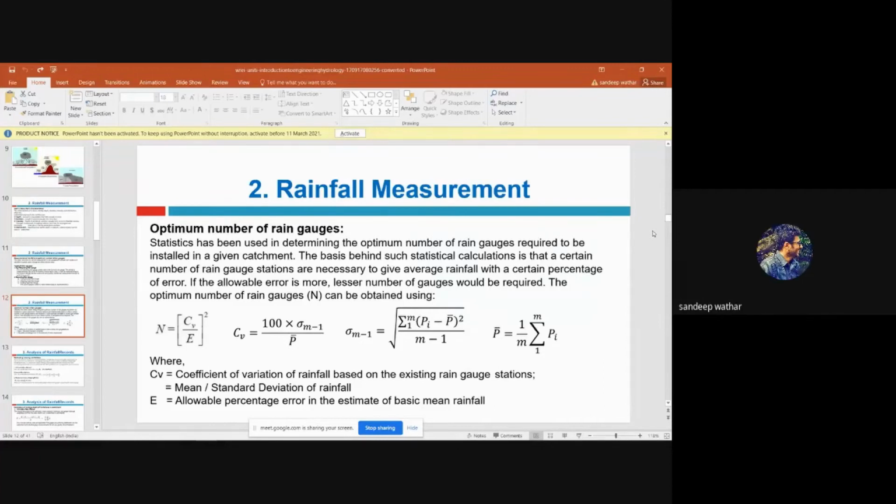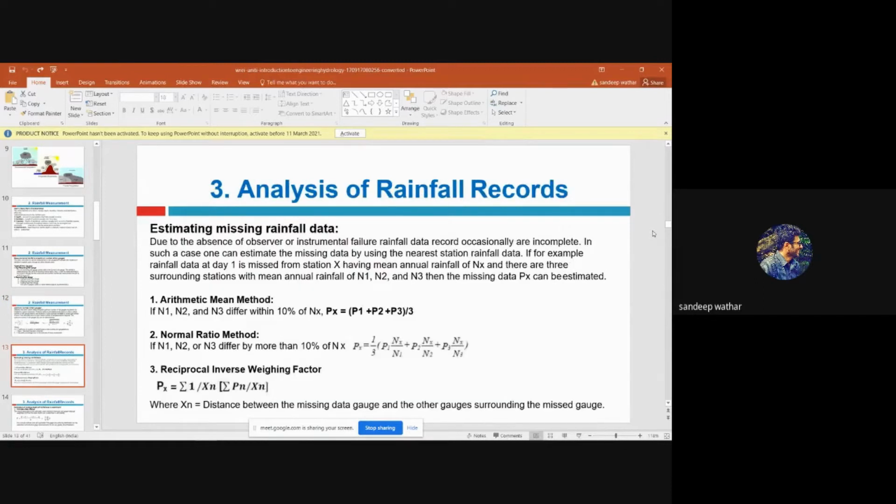Okay, so previously we had discussed the adequacy of rain gauge stations in any given catchment area or in any basin. So today we are going to discuss missing data. In all the previous classes, we first studied how to quantify the precipitation, and what instruments are used to measure the precipitation.